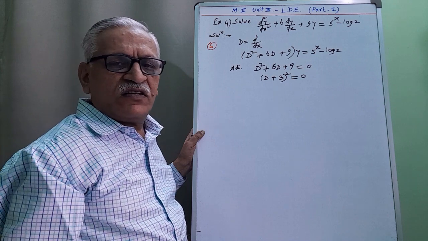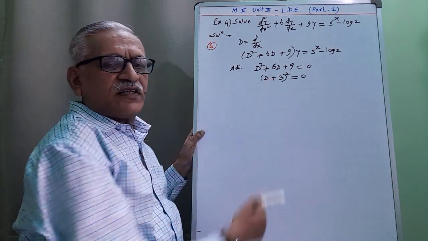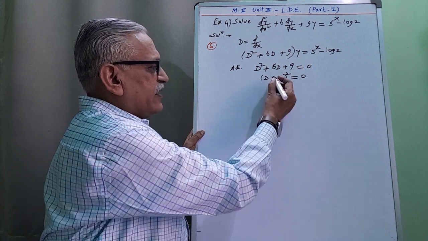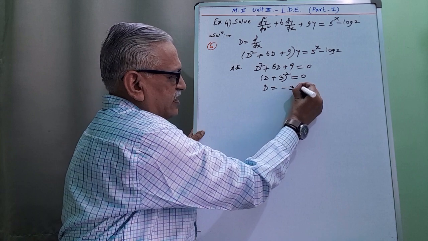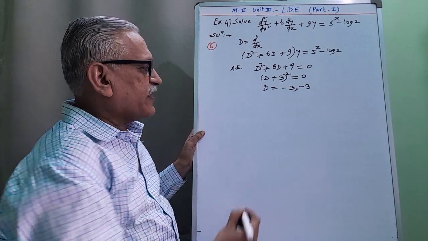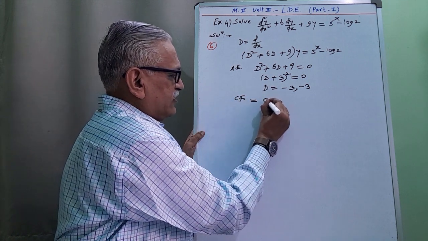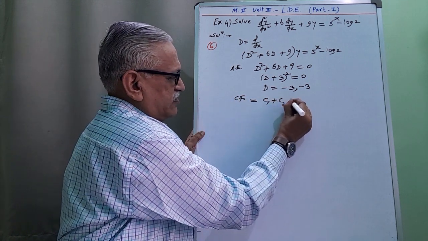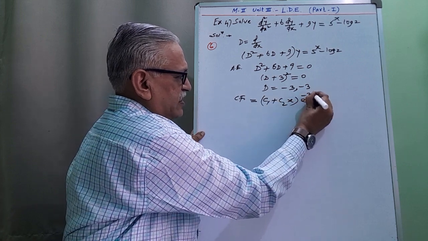It is (D plus 3) whole square equal to 0. If we expand it, we get once again the same term. And then equating each term to 0, we get D is equal to minus 3 and again minus 3. Here roots are real and repeated. And as roots are real and repeated, the complementary function is (C1 plus C2 x) e raised to minus 3x.